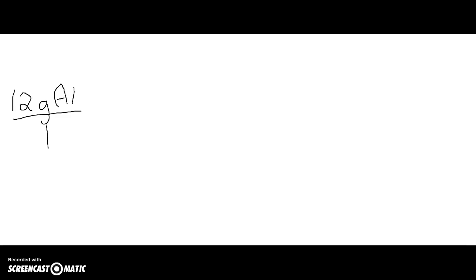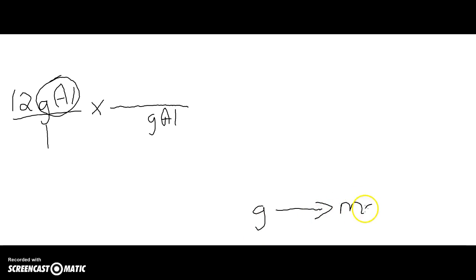Okay, moving on now to number 7. I already have written my given on the left-hand side, because the question is, given 12 grams of aluminum, how many moles do you have? So I'm going to multiply by something, and I know that I want to have my units, which are grams of aluminum, over here on the bottom. So I'm going to put grams of aluminum down here. And I know that to get from grams to moles, I need to use a molar mass.